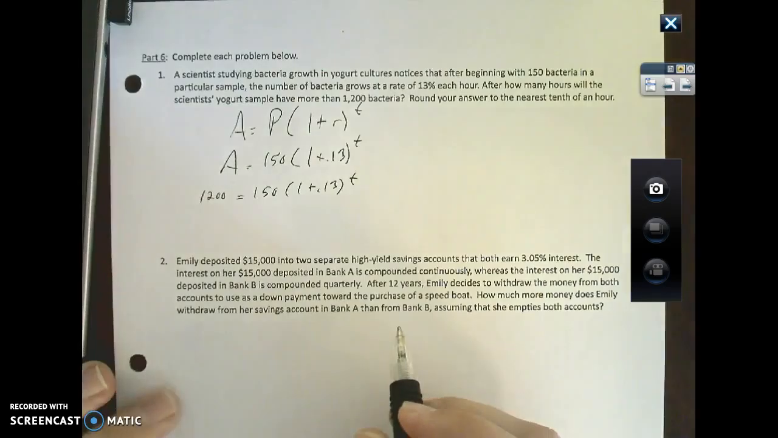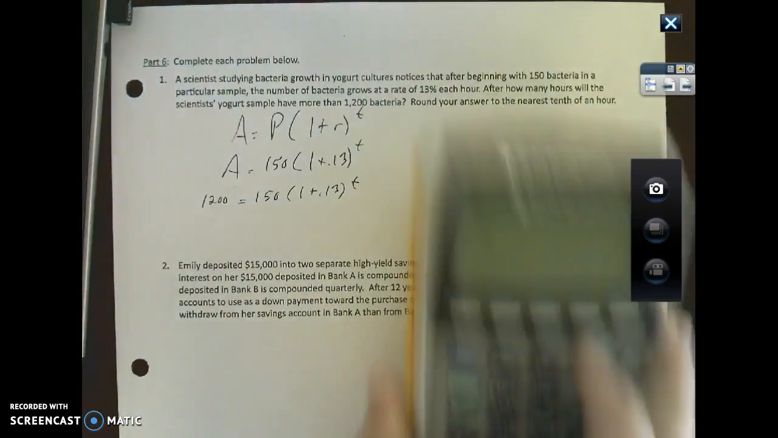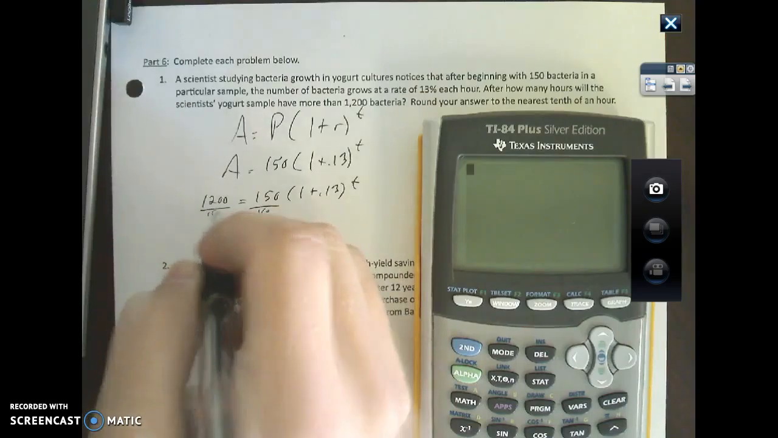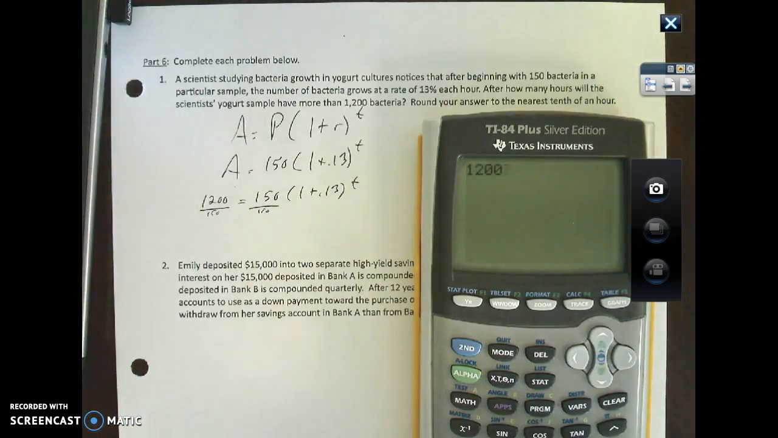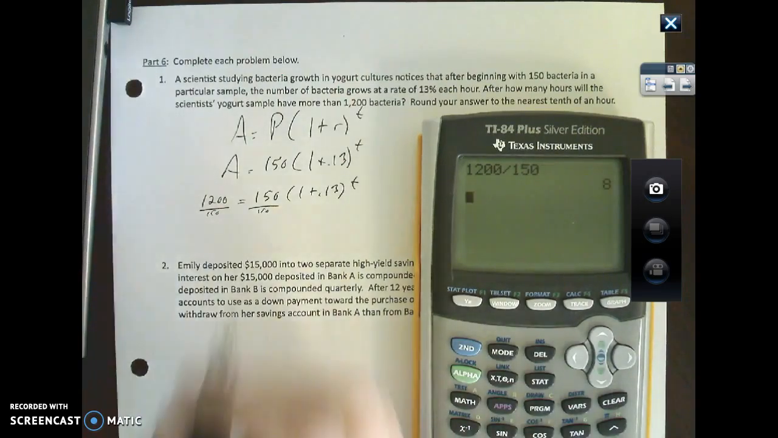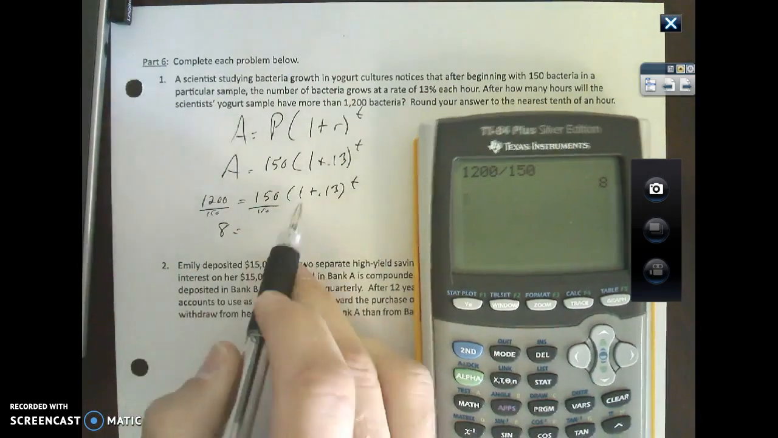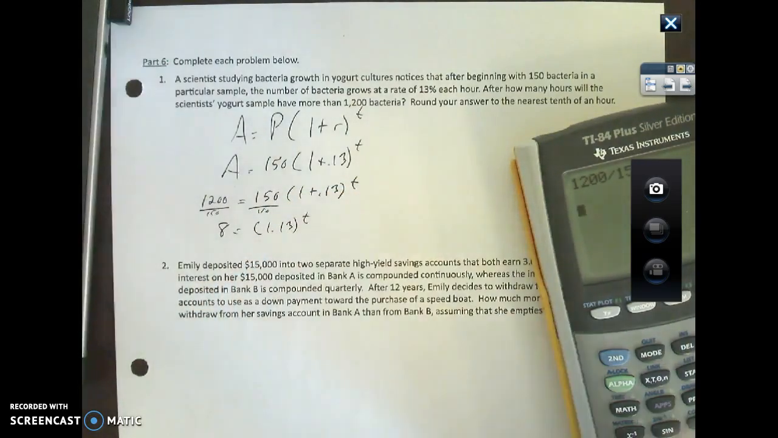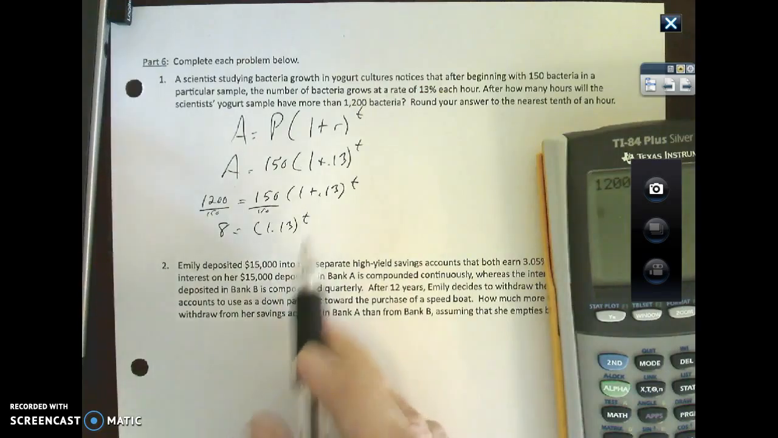Okay? So, I'm going to go ahead and solve for this. I'm going to go ahead and divide both sides by 150. I got 1,200 divided by 150. Gives me 8. So 8 equals, I'm going to go ahead and add these two together. I get 1.13 to the T.